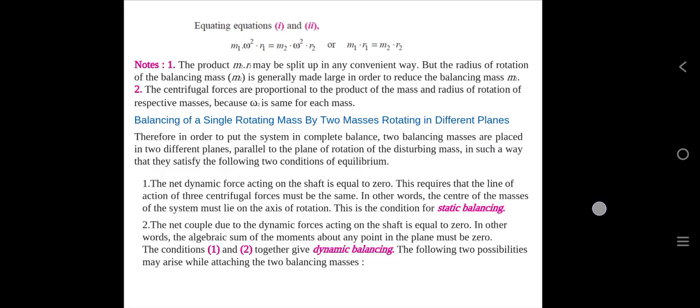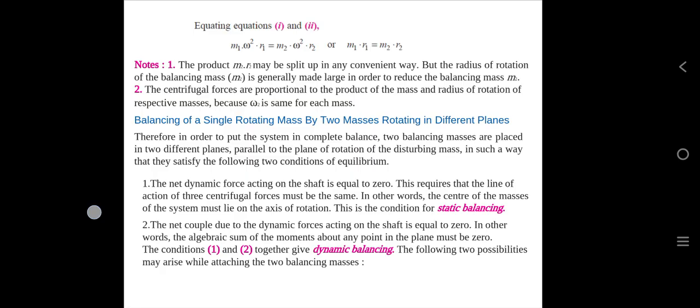The second one is the balancing of a single rotating mass by two masses rotating in different planes. We have to balance by using two things: one is static balancing, another one is dynamic balancing. The net dynamic force acting on the shaft is equal to 0. This requires the line of action of the three centrifugal forces to be the same. In other words, the center of mass of the system must lie on the axis of rotation. This is the condition for static balancing.